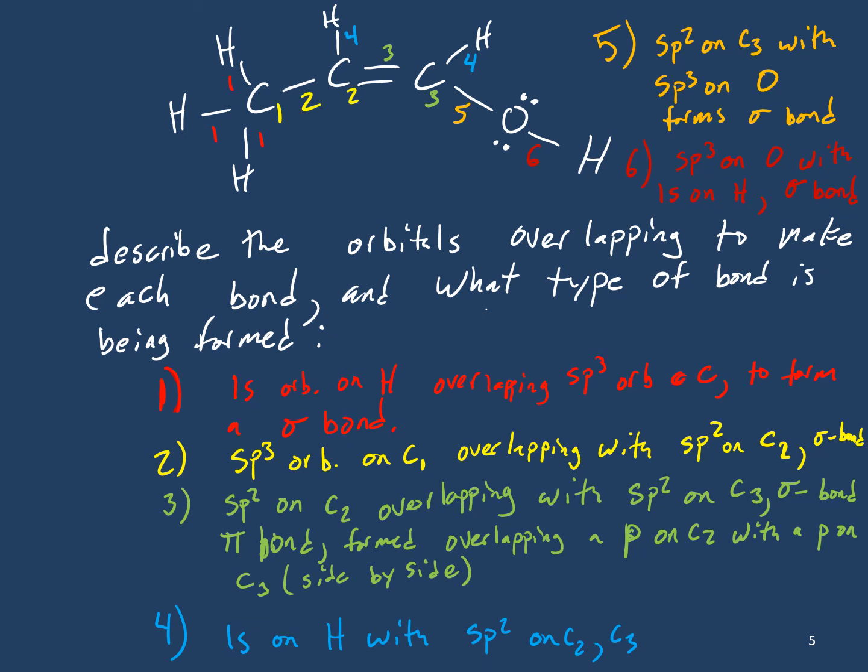And so this is something you need to be able to do, describe each one of the overlaps that is forming a bond in a structure. And I'd give you the Lewis structure like I did here and just basically ask you, hey, describe what orbitals are overlapping to make each of these bonds. You don't need to repeat ones that are going to be identical, right? All the carbon 1 bonds with hydrogen are going to be identical statements, 1s with sp3 on the same carbon.